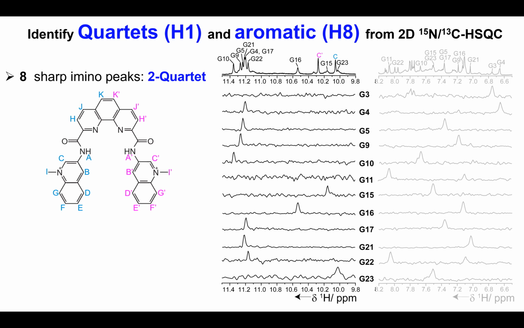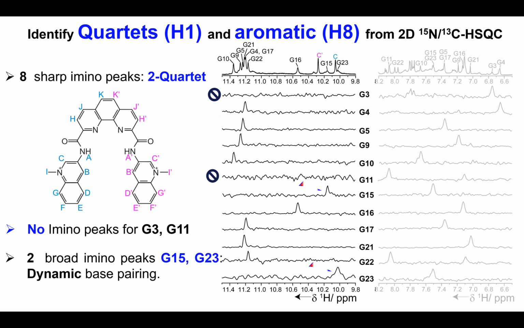So we observe 8 sharp peaks, which can easily be accounted for by the 2 quartets, because in one quartet we have 4 guanines, so 4 peaks, and 8 sharp peaks correspond to the 2 quartets. That's okay. But we don't observe any peaks for G3 and G11. On the other hand, we observe some broad peaks for G15 and G23. It can be due to the dynamic base pairing in this region, which is very dynamic on the time scale of NMR. That's why we observe very broad peaks in the imino proton spectrum.